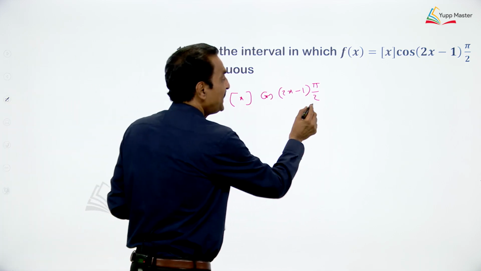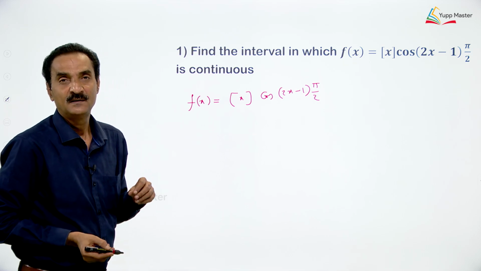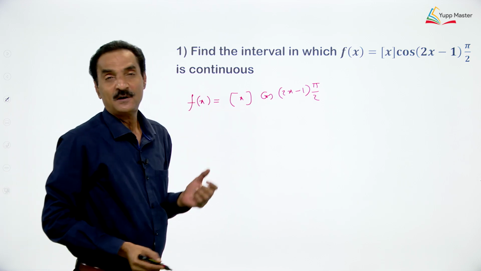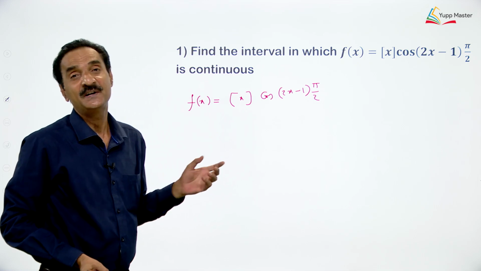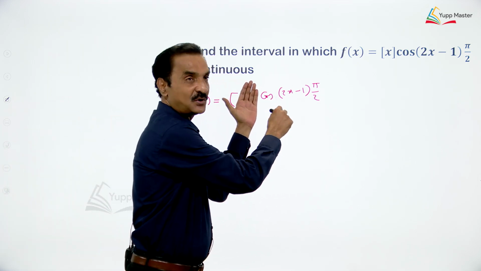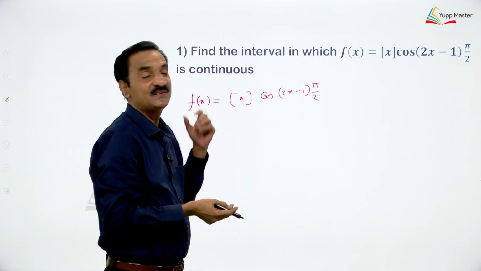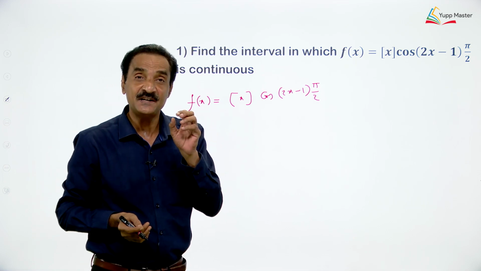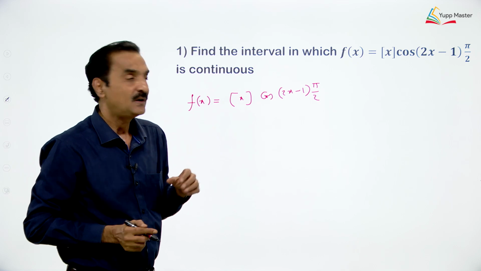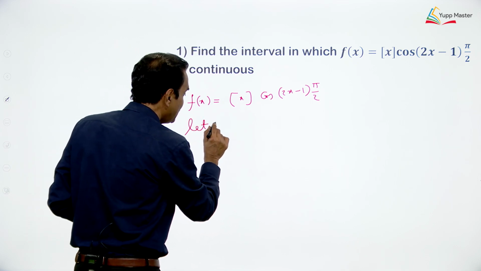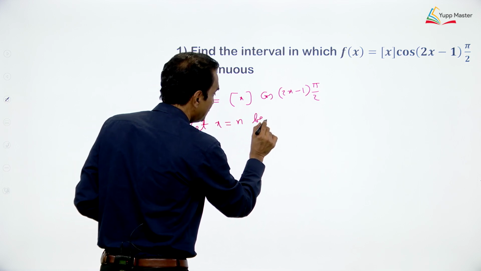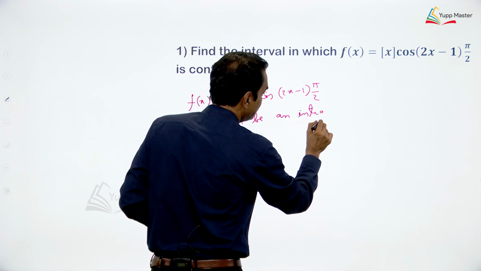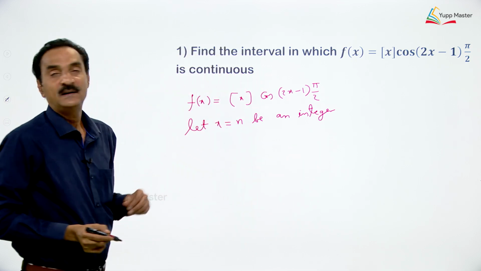We know that the cosine function is continuous everywhere. You know the graph of cos x, it will be continuous everywhere, and the integral part of x, our greatest integer function, is discontinuous at every integer. So, this part is continuous everywhere. So, it may become discontinuous only when this is discontinuous, but we are not sure. So, there is a possibility of discontinuity at integral values of x only. So, let us consider an integer n. Let x is equal to n be an integer.